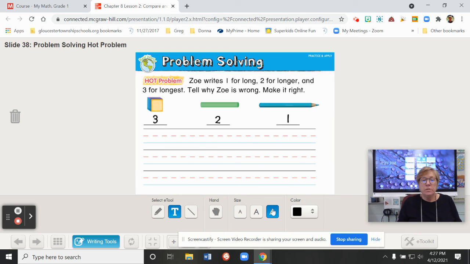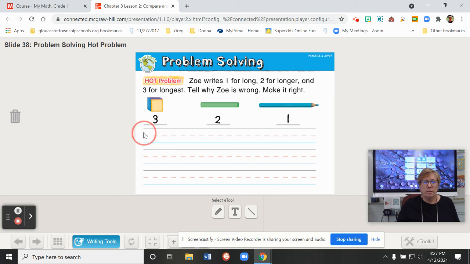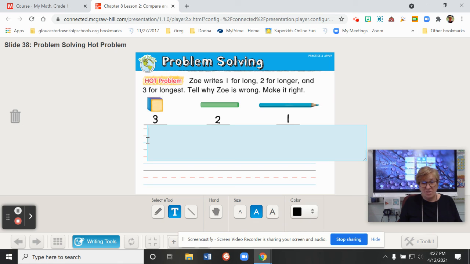Okay, so here we go. Zoe, here we go, gotta hit it again. There we go. I don't know why that's not doing that. Let's try this again. I do not want to have to start printing. It's so nice to just type it. Zoe put them in the wrong order. And here we go.